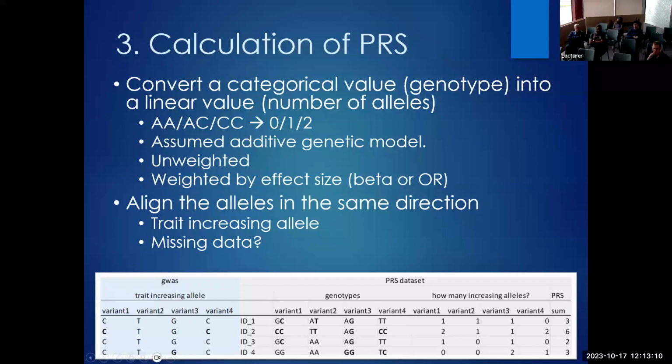So if we have these 4 variants, and this is the increasing allele for each variant, here are the genotypes, and here you code them into how many alleles for each variant, and then you just add up the number of alleles.